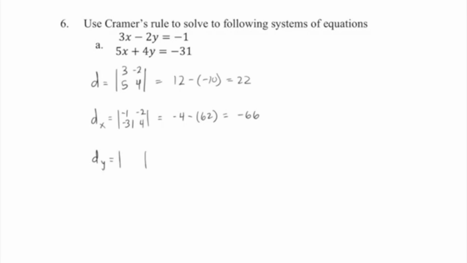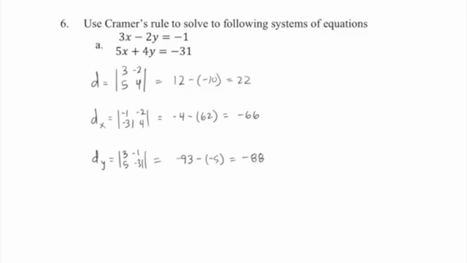And then the final one is D sub y. So now the subscript y means that in the y column, we're going to replace these values with these values. So -1 and -31 go in the y column. The x column stays the same as it originally was, 3 and 5. So now this determinant is 3 times -31, which is -93, minus 5 times -1, which is -5. And here we get -88. So those are the determinants.